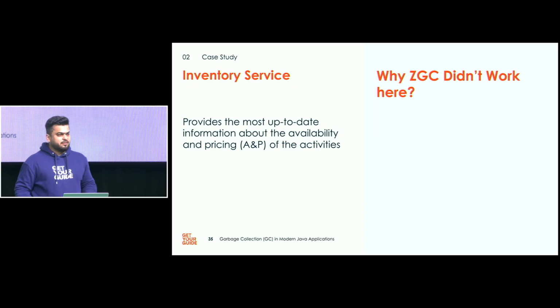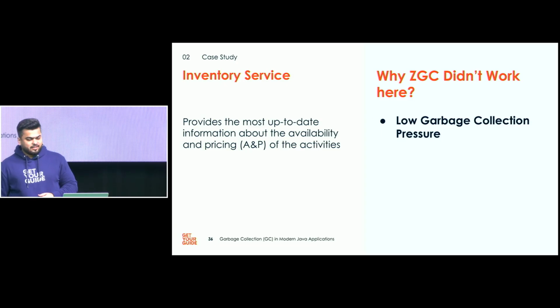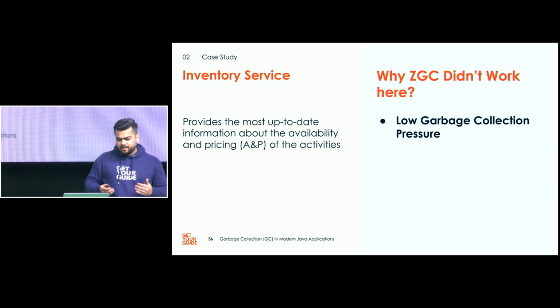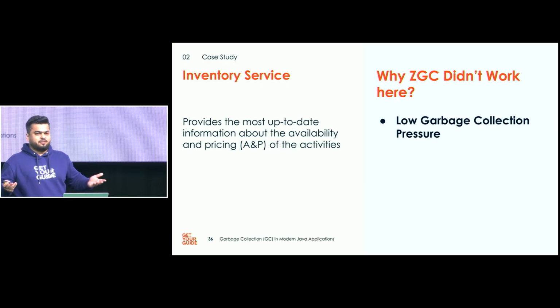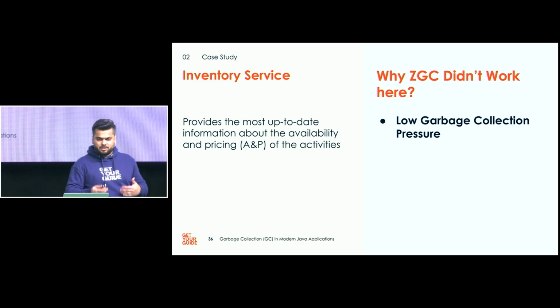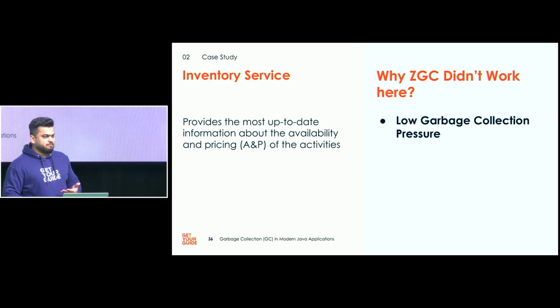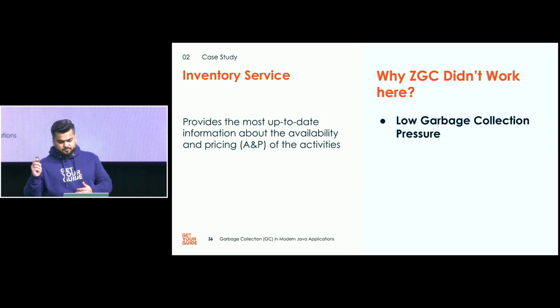So why did ZGC not work in this scenario, considering it really scaled well in the search service? The first thing is the low garbage collection pressure. Behind the scenes, the heap size was not growing as rapidly as in the search service case. So ZGC thought, OK, fine, there's no need to run this frequently, no need to unnecessarily pause the application. Let the application serve the traffic as we can still handle it. What this led to was those large objects still occupying space in the memory.